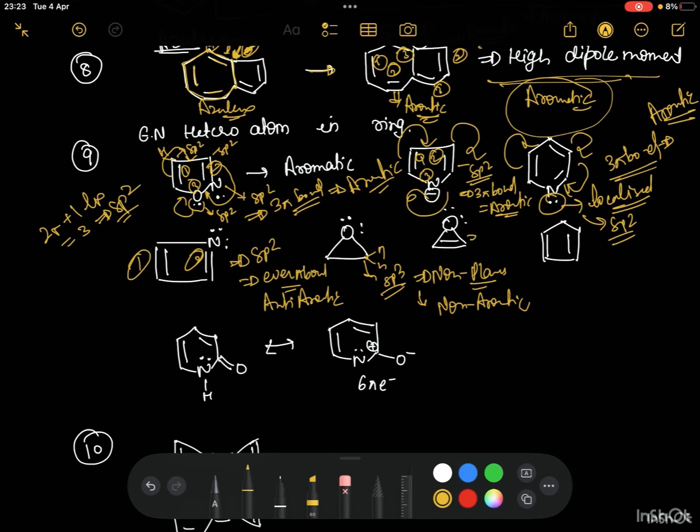Now this system, it has 1 lone pair and 1 pi bond going into delocalization here. This system is anti-aromatic. This system, you can say this one is sp3 hybridization. So this system is non-aromatic.